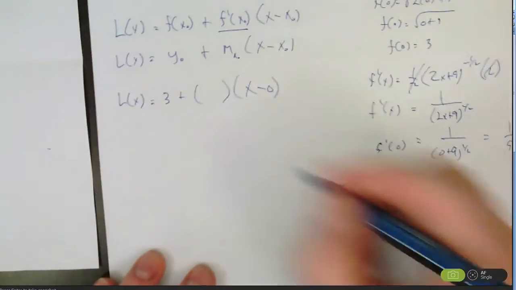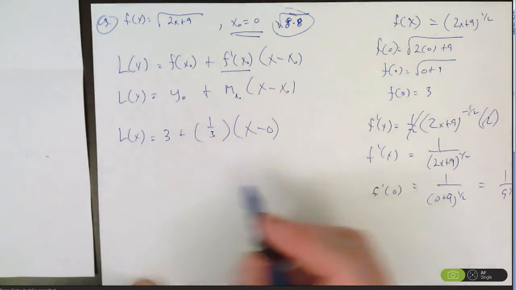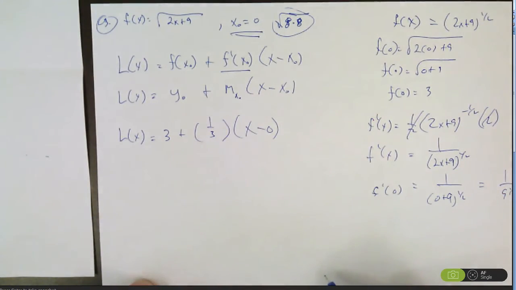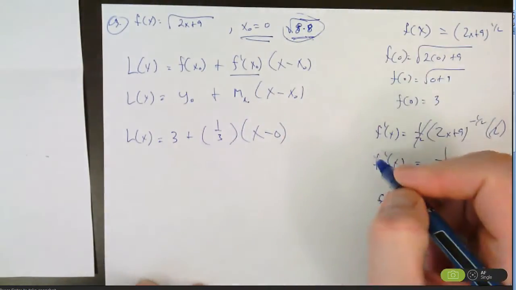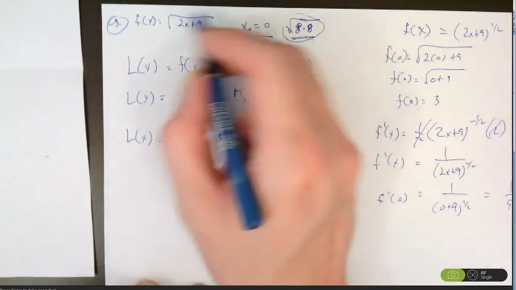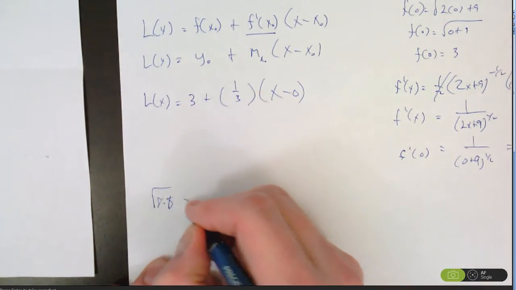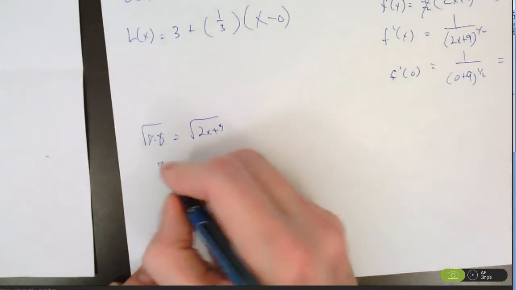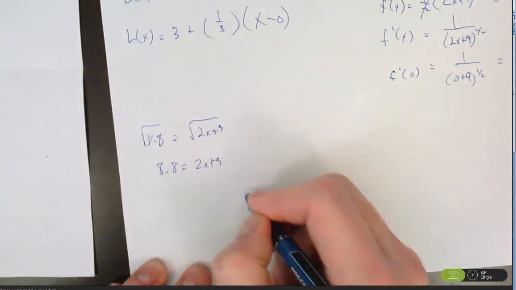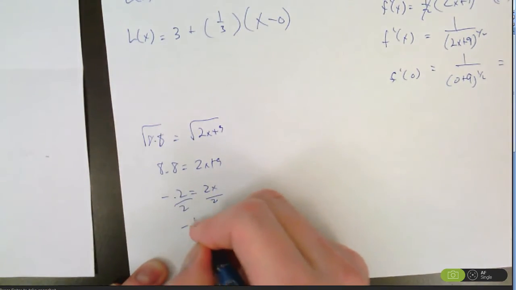So 1/3. Okay, there's our slope. So there's our linear approximation, 3 plus 1/3 times x minus 0. Now, in order to actually use that, I got to figure out what to plug in for x to get 8.8 out of this guy. So that's where we set the square root of 8.8 equal to the square root of 2x plus 9. So square both sides. 8.8 is 2x plus 9. Subtract 9, negative 0.2 is 2x. Divide by 2, negative 0.1 equals x.